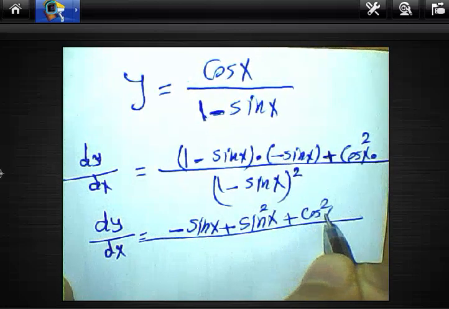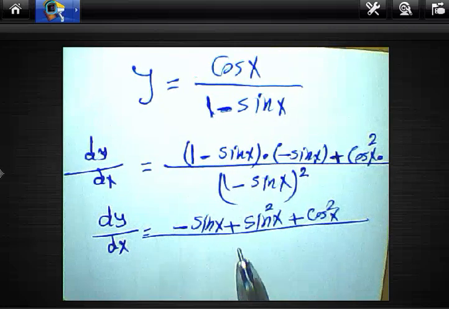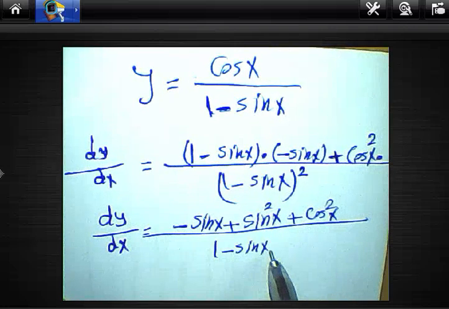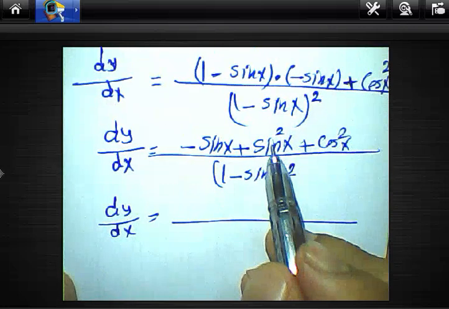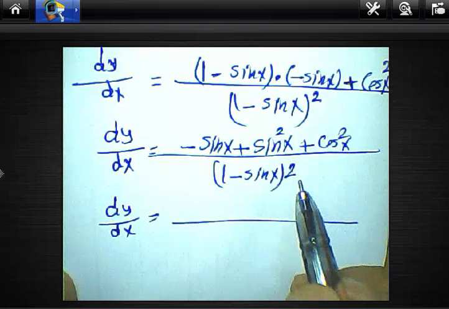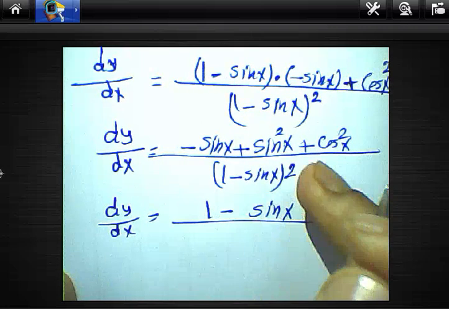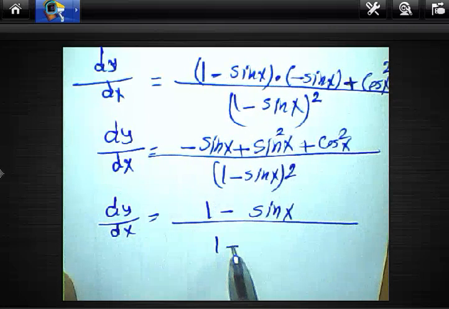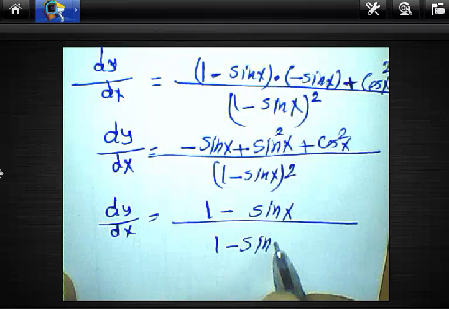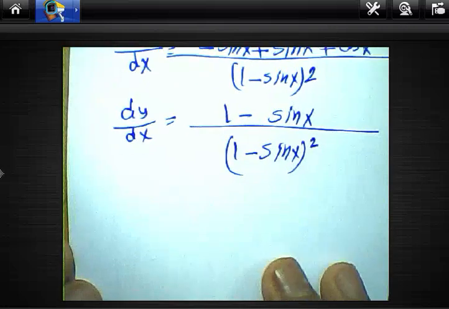Plus cosine power 2 of x. We know sine power 2x plus cosine power 2x equal 1. Then we can write (1 - sine x) all power 2, and we can simplify it. We can solve it. We know sine power 2x plus cosine power 2x equal 1 is an identity. So the result will be 1 subtract sine x. We can replace 1 here: 1 plus negative sine x equal 1 minus sine x, over (1 subtract sine x) all power 2, and we can simplify this expression by dividing.